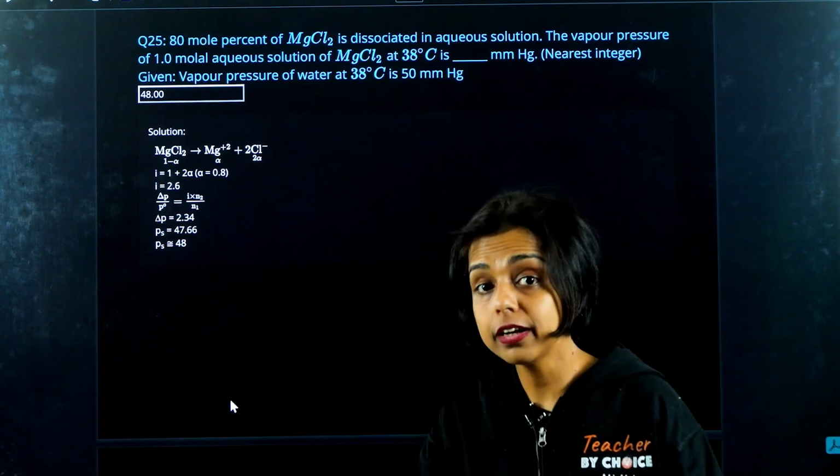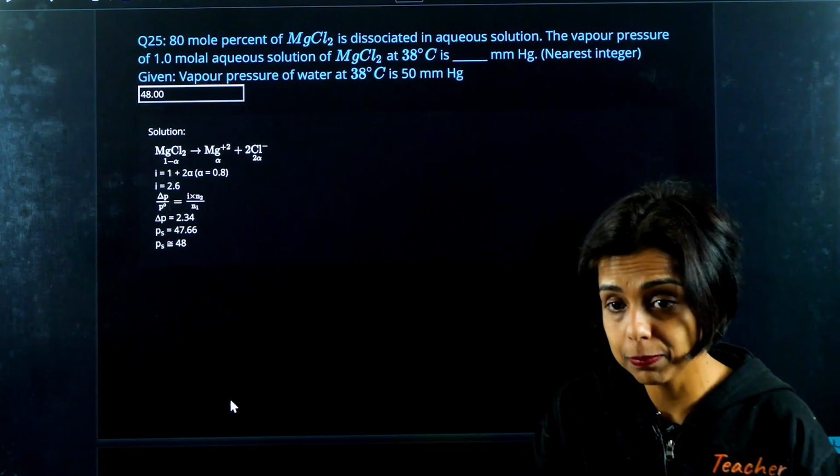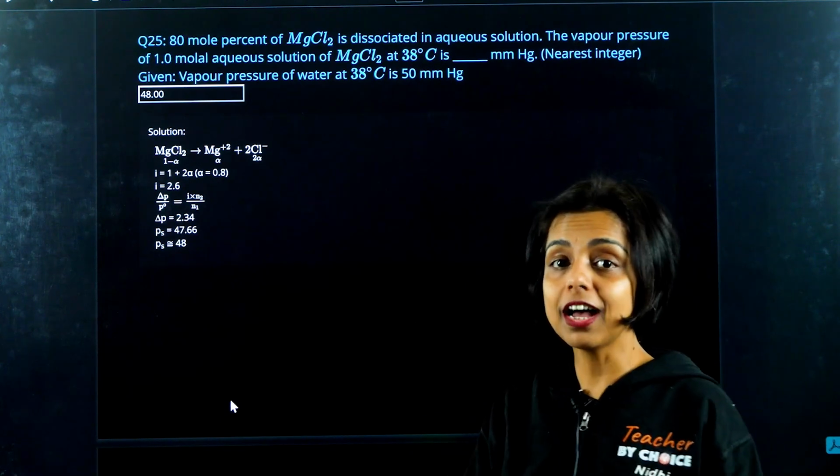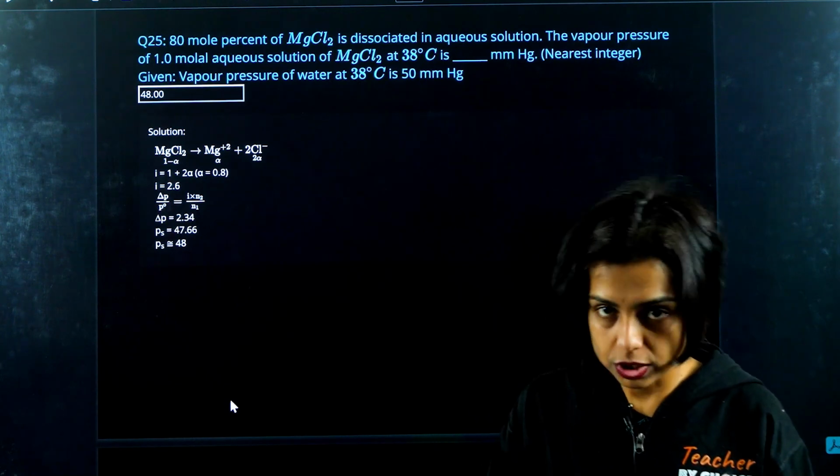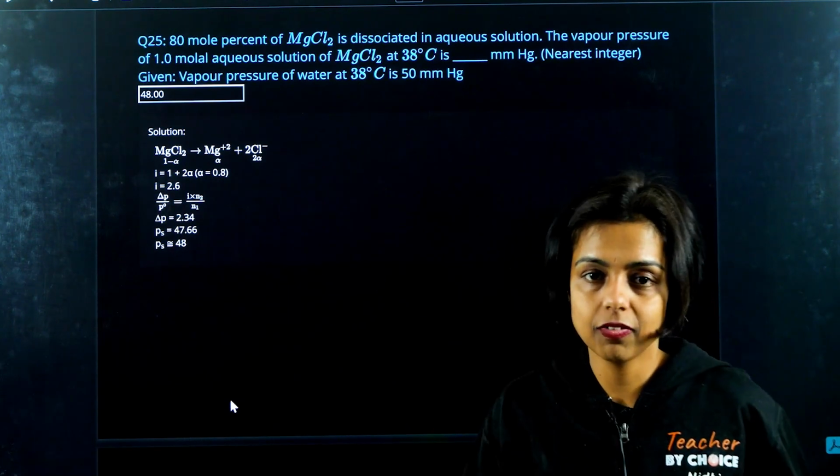And you are supposed to write the vapor pressure of the solution, not the delta P. Please be careful. You are supposed to tell the vapor pressure of the solution. Just be careful while writing the answer, right?